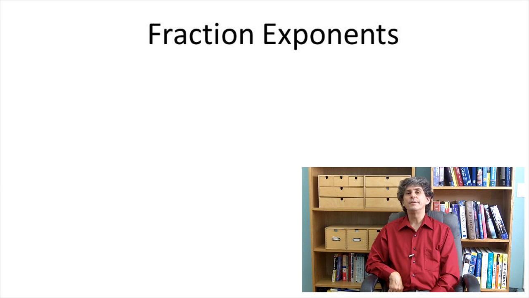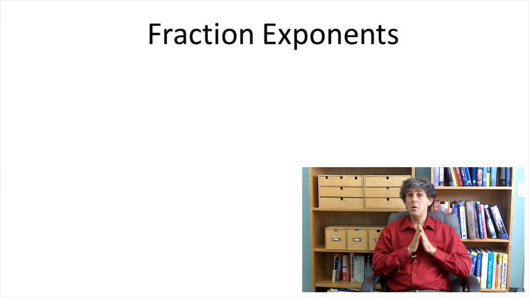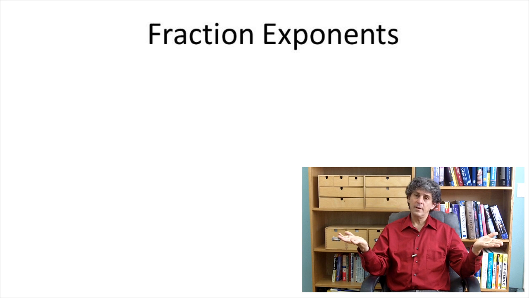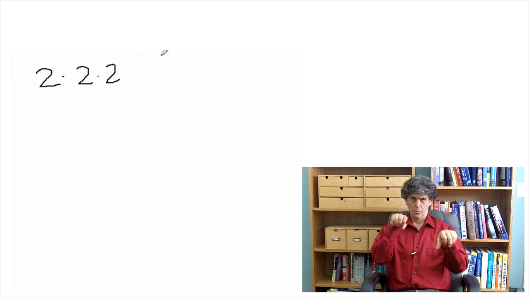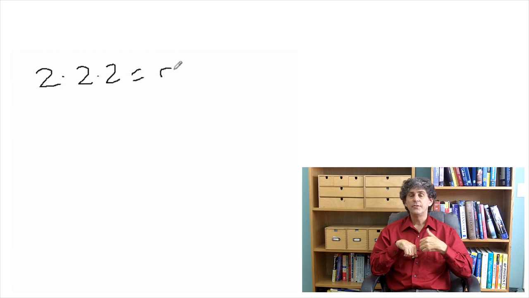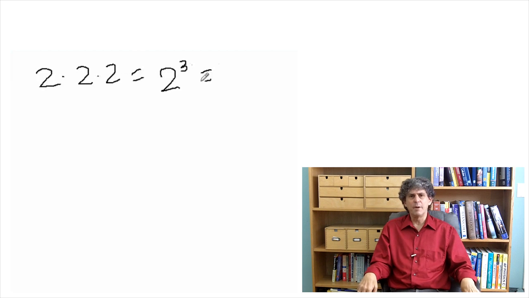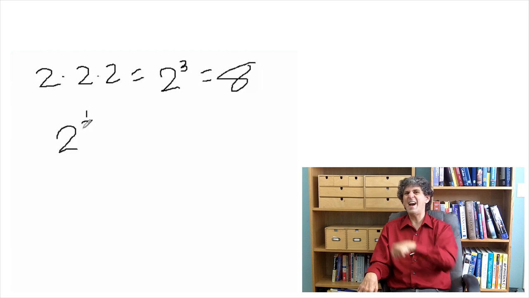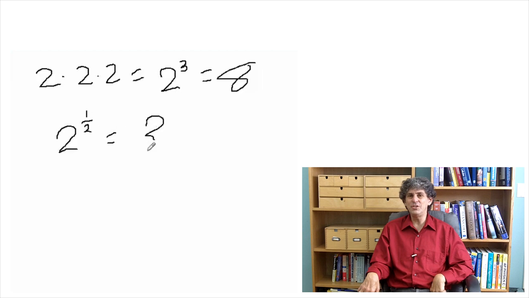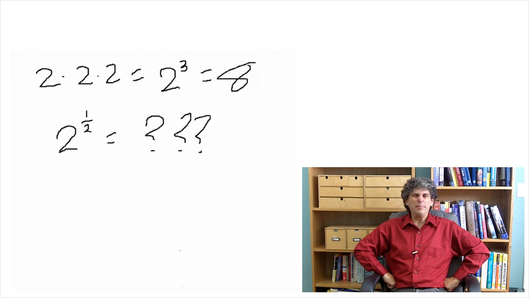Fraction exponents. So after figuring out that 2 times 2 times 2 could be written as 2 to the power of 3, some guy said, all right, smart aleck, what about 2 to the power of 1/2? Ha-ha, what's that? Bet you didn't think of that one, did you? No, of course, an easy answer would be, well, you can't multiply 2 by itself just half of a time.